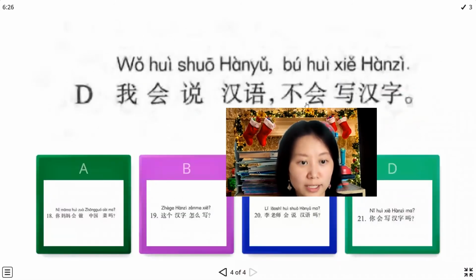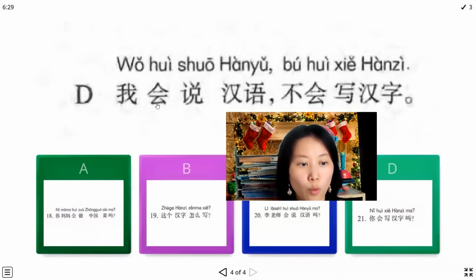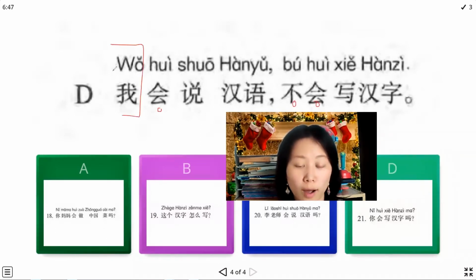Okay, this sentence is 我会说汉语, I can speak Chinese. 不会写汉字, I cannot write a Chinese character. And in this sentence, choose the 会 and 不会. But the subject is 我, and we just notice 我 answer.